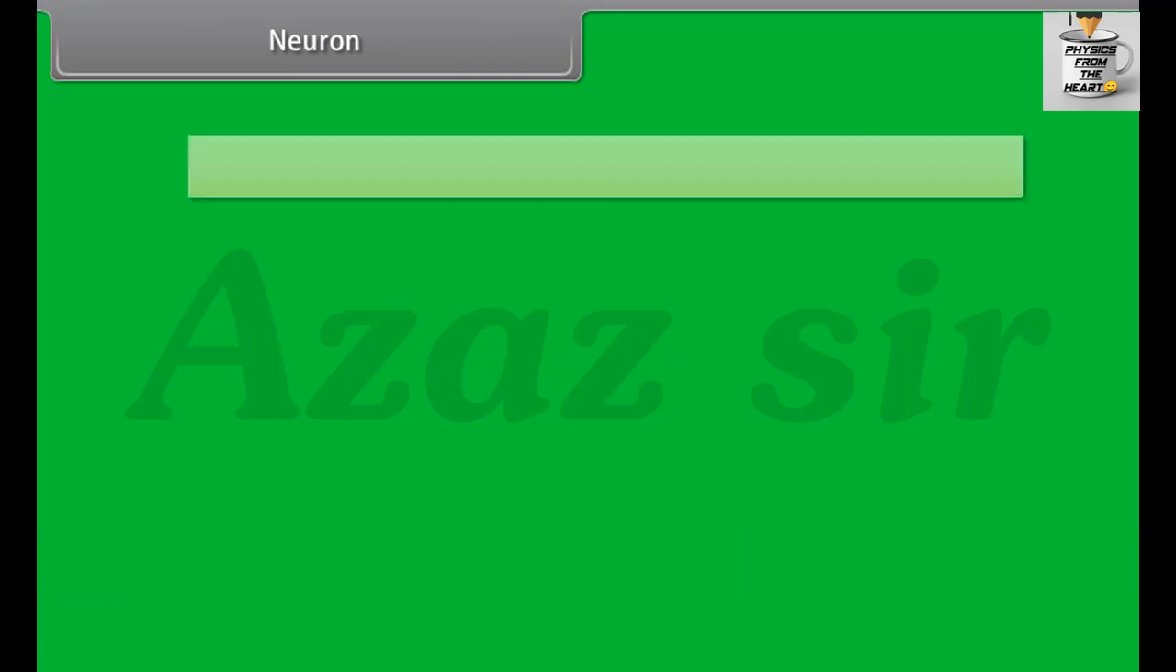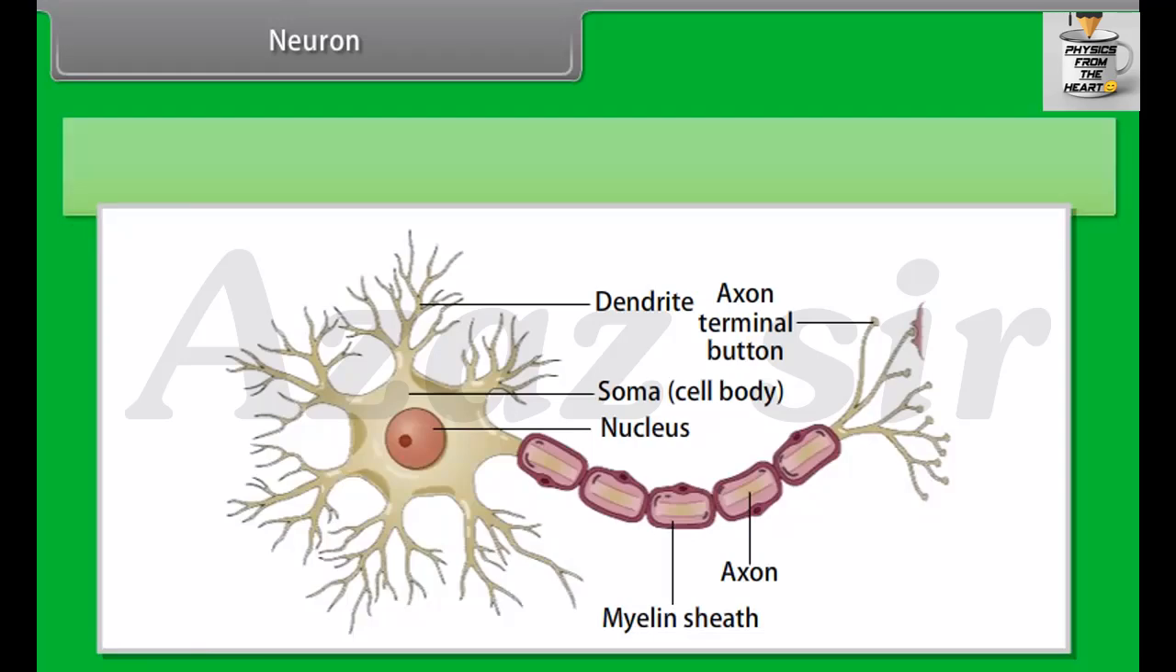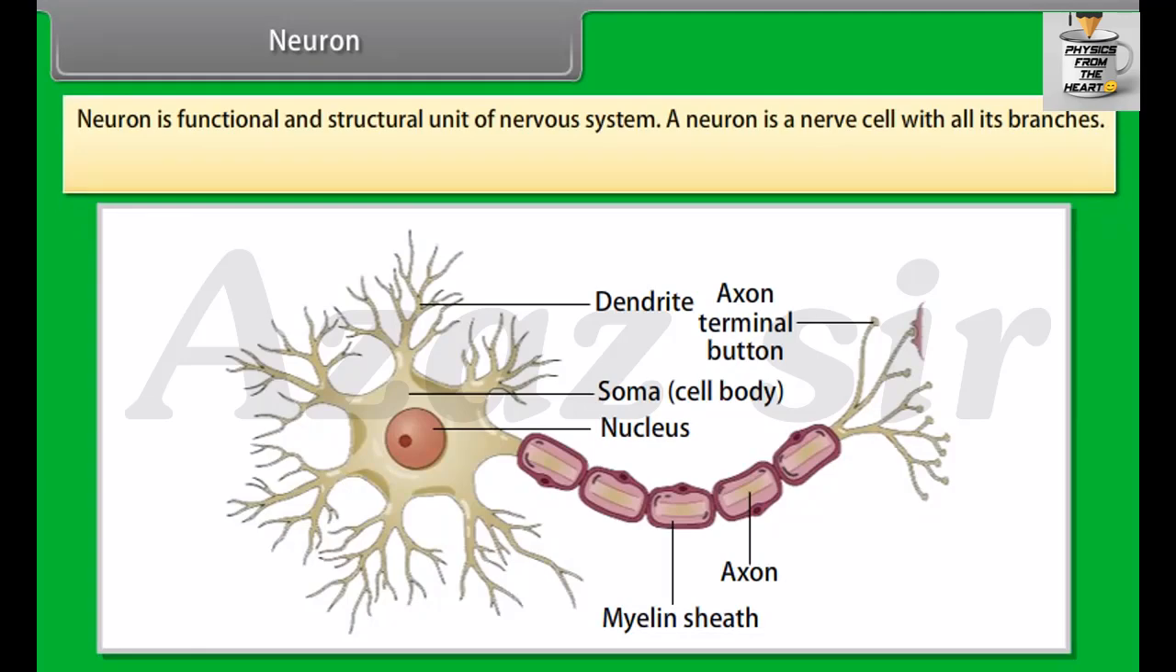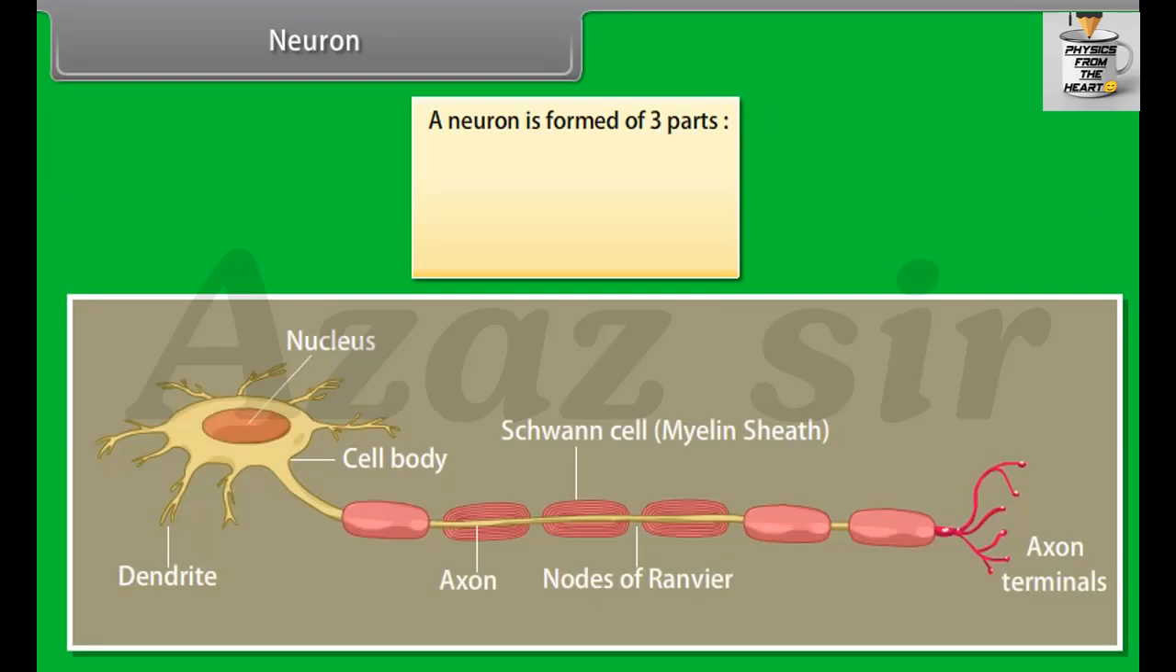Neuron. The units which make up the nervous system are called nerve cells or neurons. A neuron is the functional and structural unit of the nervous system. A neuron is a nerve cell with all its branches. A neuron is the longest cell in the human body and is about 100 centimeters long. A neuron is formed of three parts: cyton, dendrites, axon.